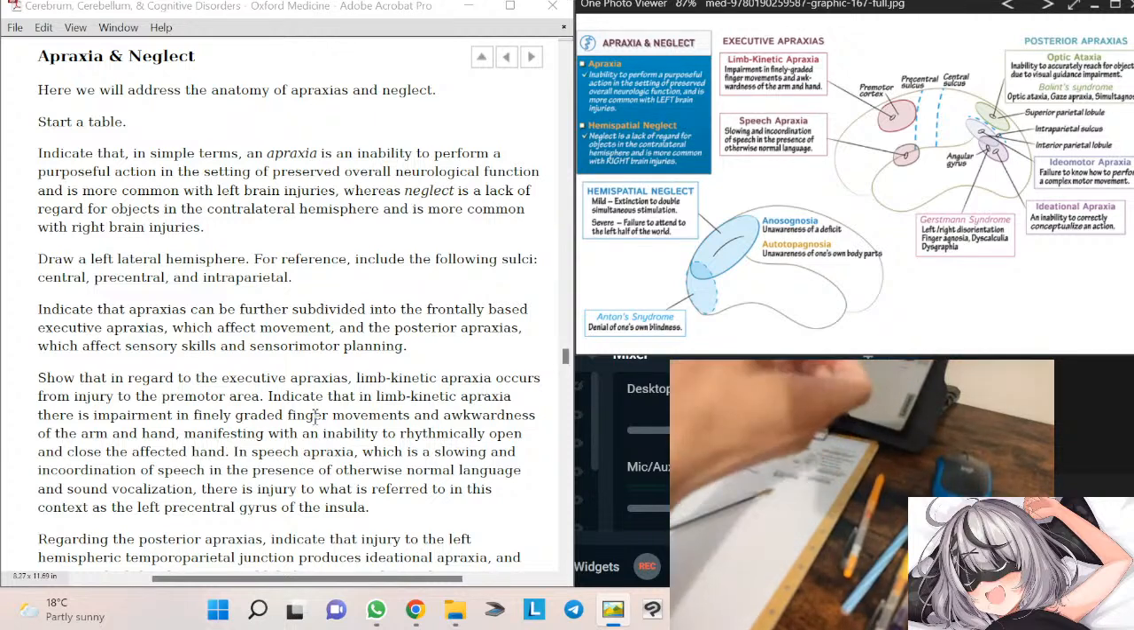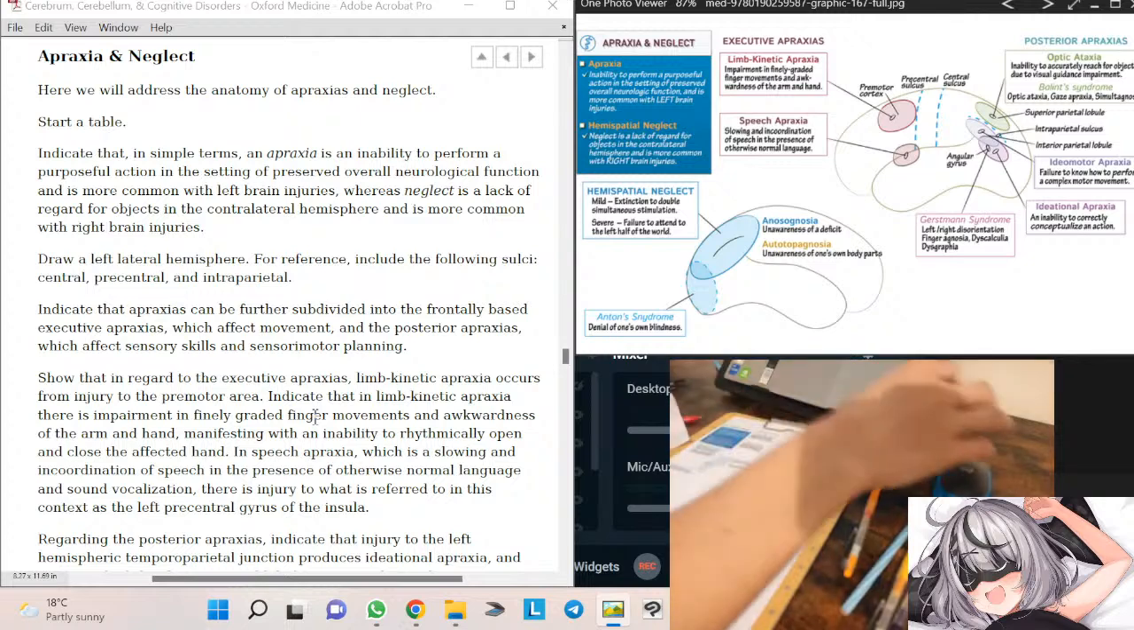Like this. In speech apraxia, which is a slowing and incoordination of speech in the presence of otherwise normal language and sound vocalization, there is injury to what is referred to in this context as the left precentral gyrus of the insula.